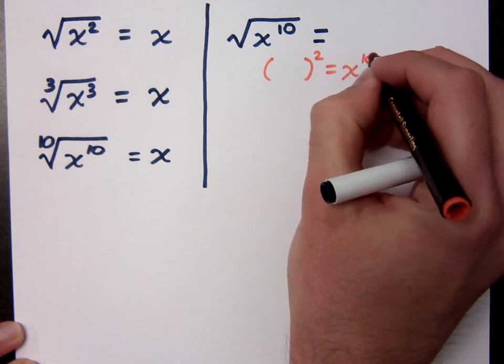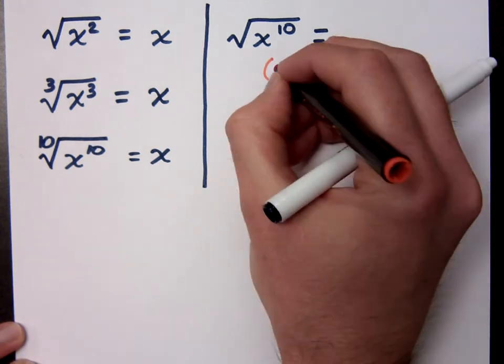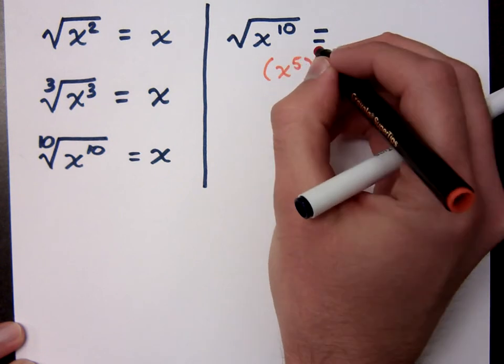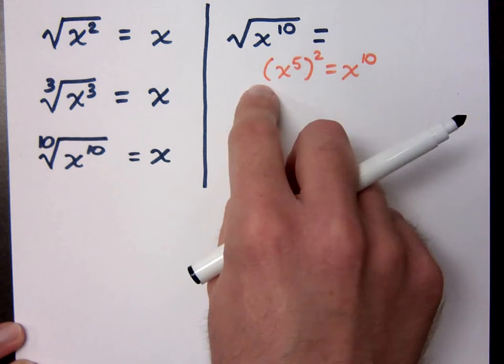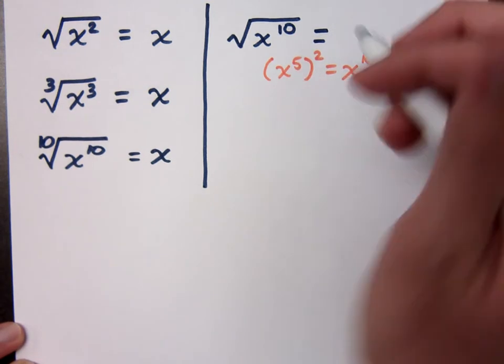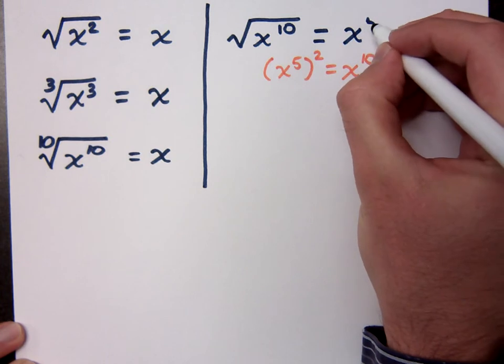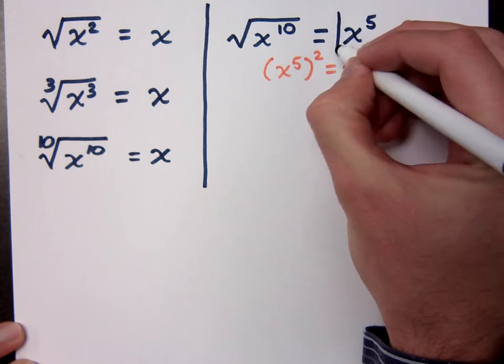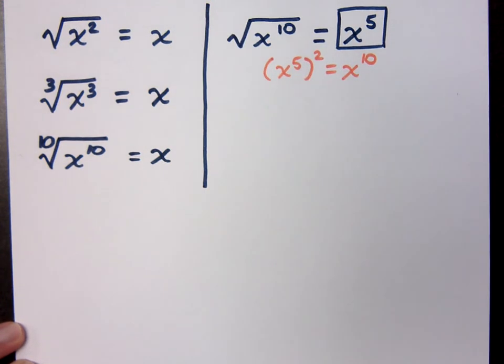Something squared gives you x to the 10th. I see. X to the 5th, right? Because power to power gives you that. I knew, that's what I was trying to say. It just didn't come out right.